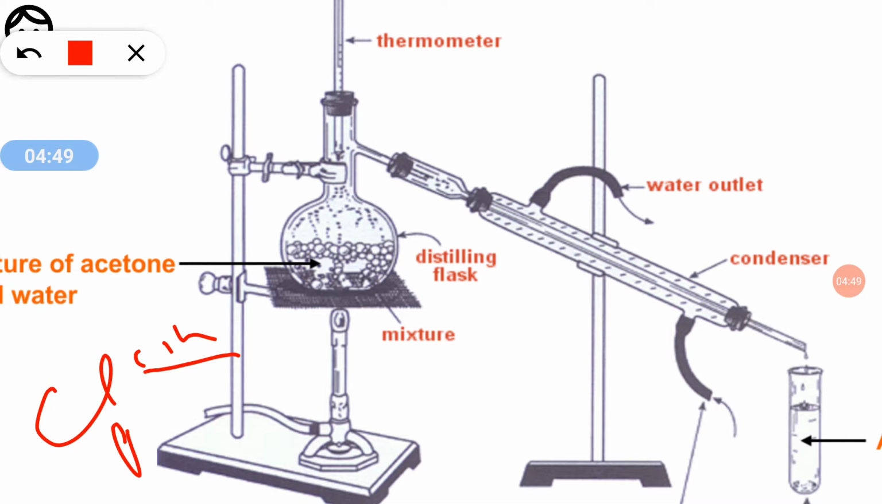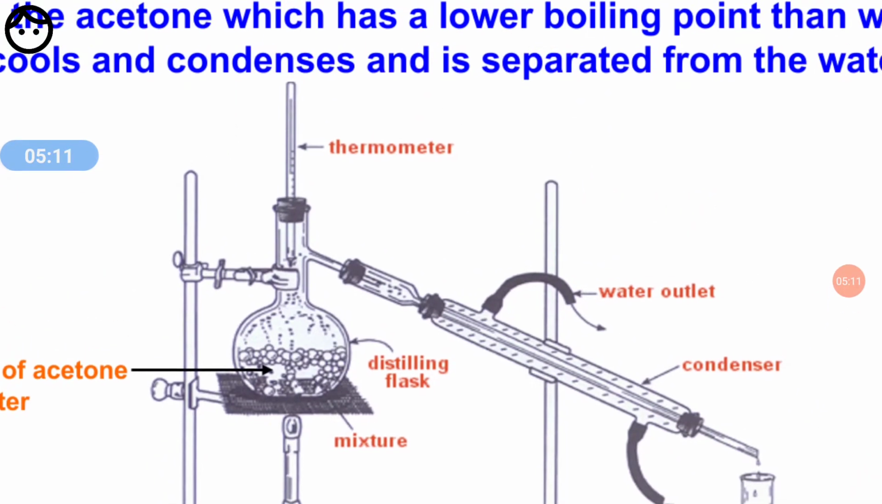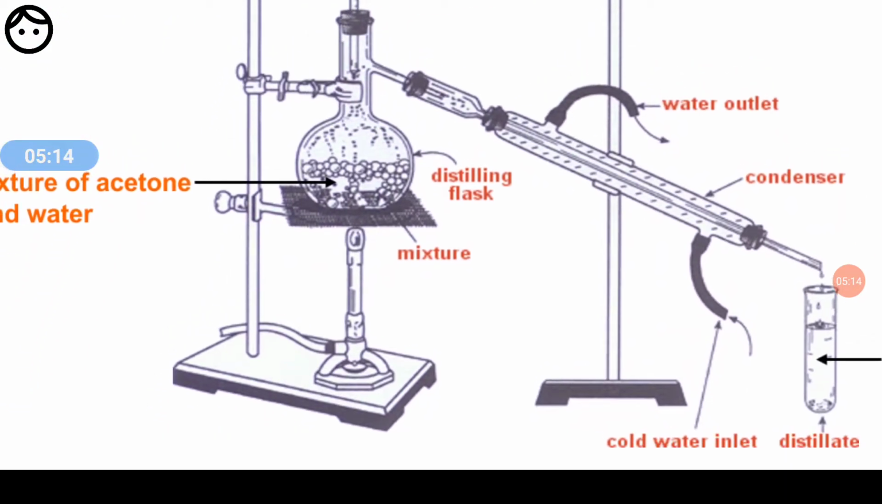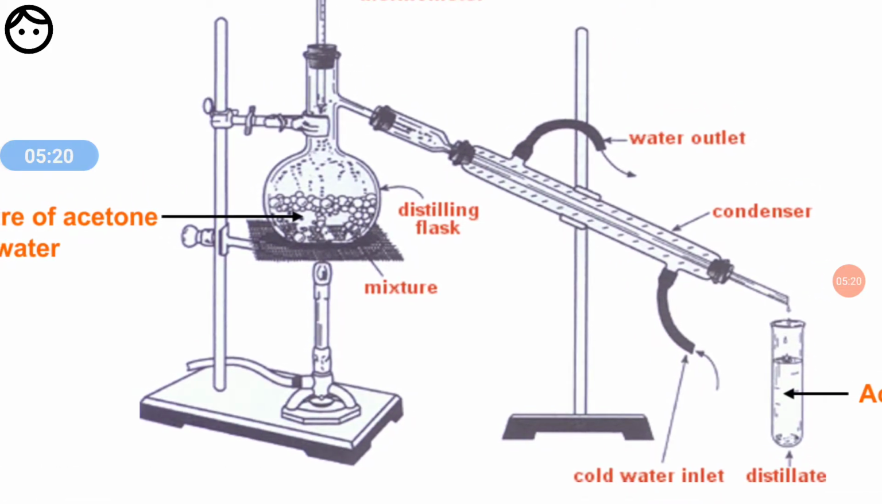Then this distillation flask is connected with the thermometer. On the side of the distillation flask there is a condenser. You might be seeing the condenser is attached. The condenser has two parts. One is the water outlet and another is the cool water inlet. Cool water inlet means from this part the cold water enters the condenser, and from the water outlet the remaining warm water comes out.